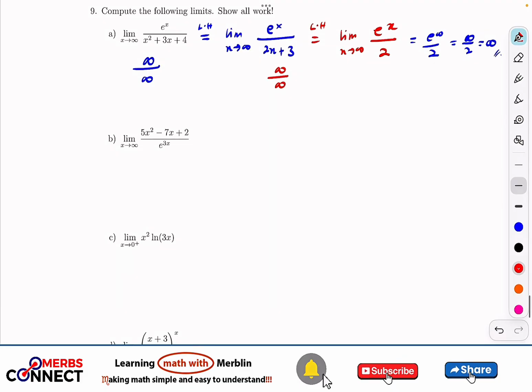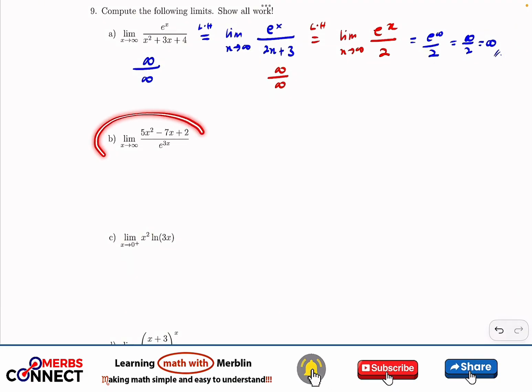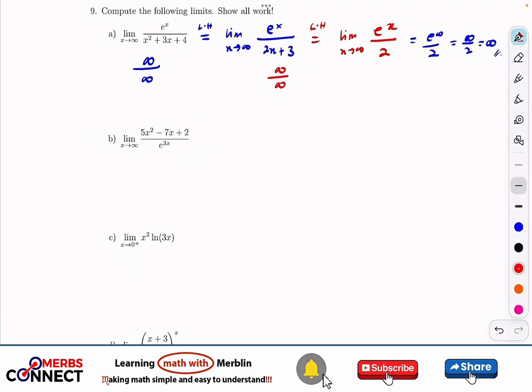Now let's go quickly, because we are running long here. Plug in infinity here. The top will be infinity divided by infinity. Let's use L'Hopital's rule. Limit as x approaches infinity of 10x minus 7 divided by, when I differentiate e to the power 3x, I have 3e to the power 3x.